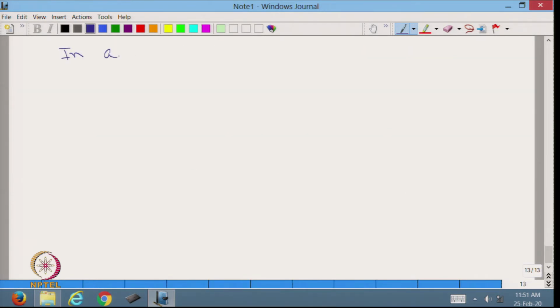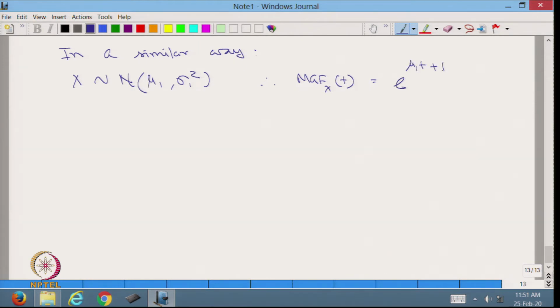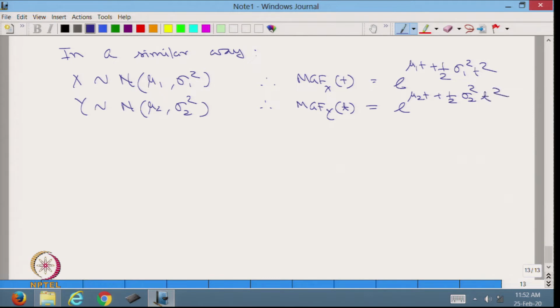In a similar way, suppose x is normal with mu 1 sigma 1 square, therefore, its MGF at t is equal to e to the power mu 1 t plus half sigma 1 square t square. Suppose y is normal mu 2 comma sigma 2 square, therefore, MGF of y is equal to e to the power mu 2 t plus half sigma 2 square t square.